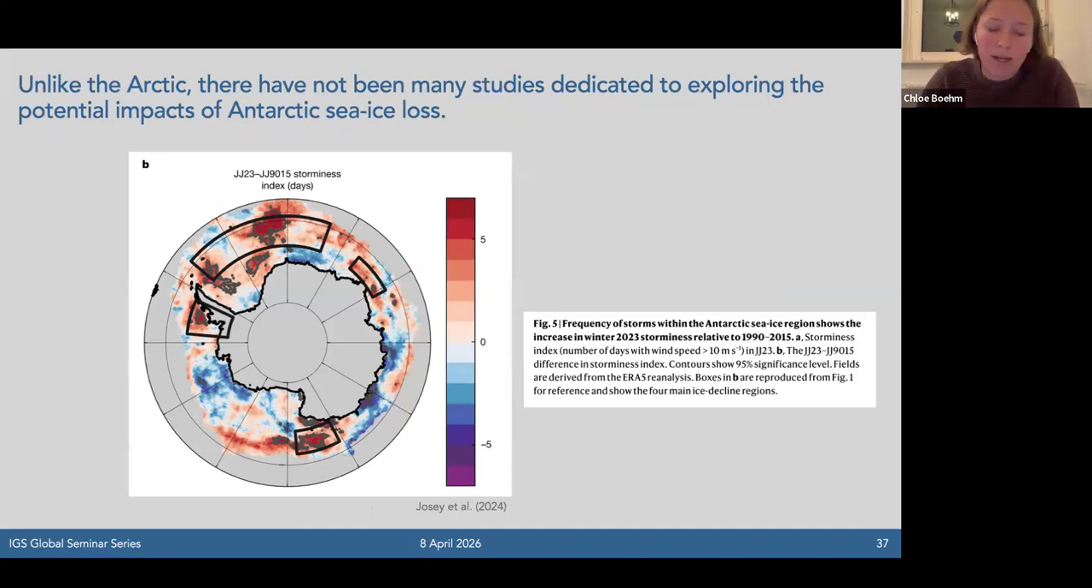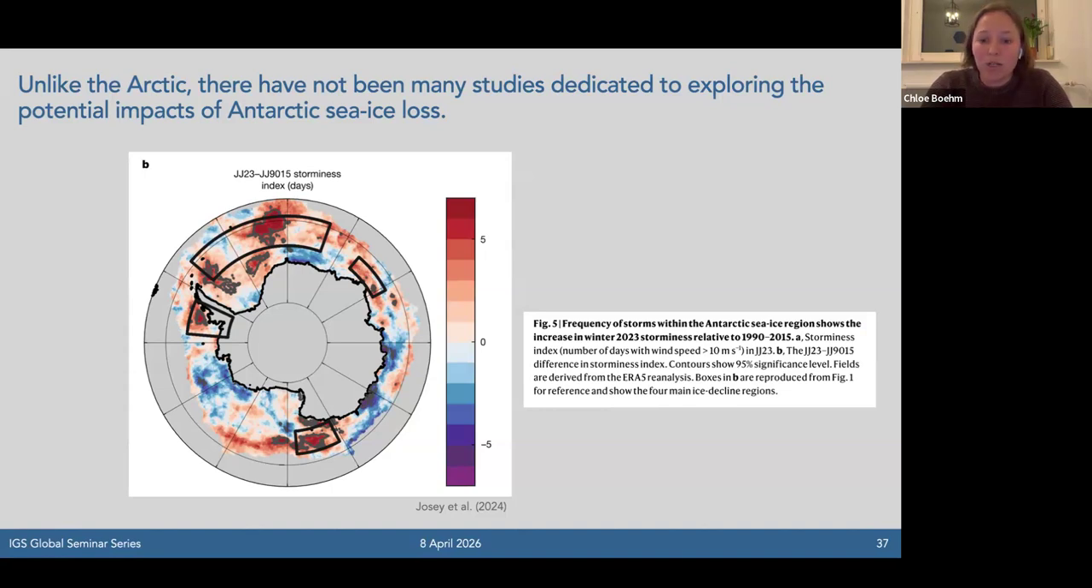This is highlighting one study here by Simon Josie et al. in 2024 that was looking specifically at how the negative sea ice anomalies during the winter of 2023 might impact storminess in the Southern Ocean. They found that there was an increase in storminess in the Southern Ocean due to these negative sea ice anomalies during the winter of 2023.